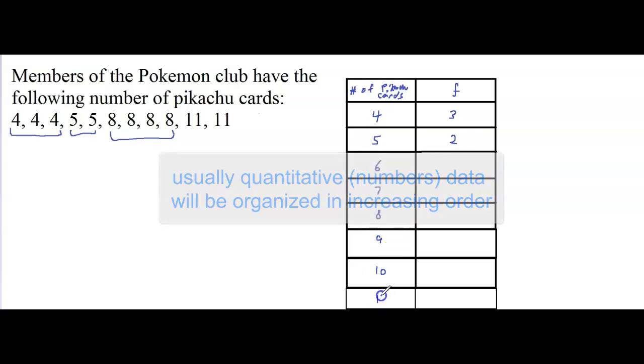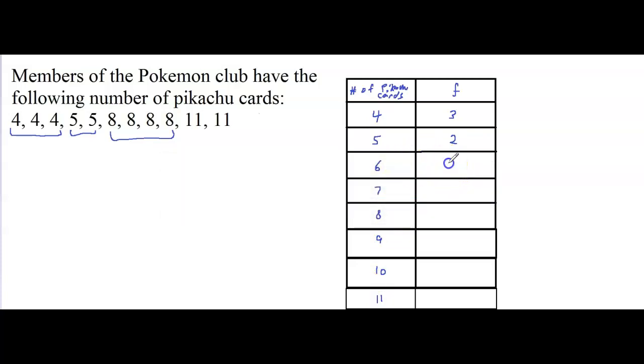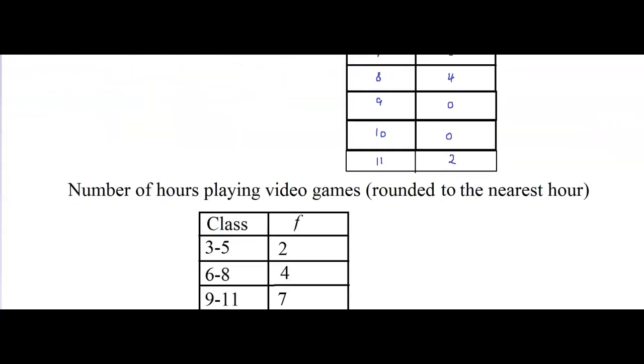10, 11. So 0 people have 6 cards, 0 people have 7 Pikachu cards, and 1, 2, 3, 4 of them have 8 cards, 0 of them have 9 cards, 0 of them have 10 cards, and 2 of them have 11 cards. Again, it's usually a good idea if you add all this up just to make sure that you have all of them. But that's another example of a frequency table. You could do it for numbers that repeat.